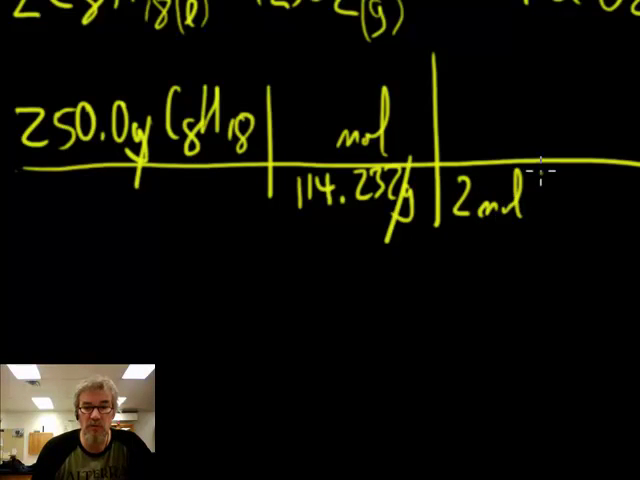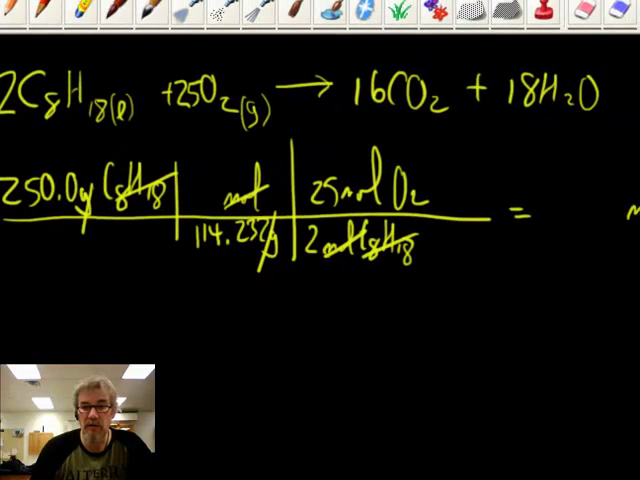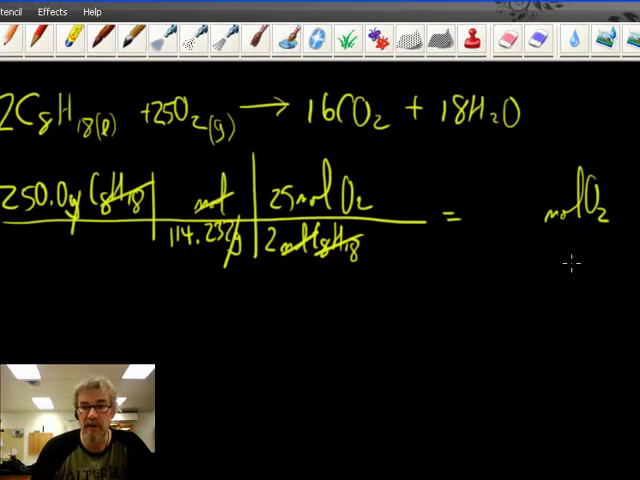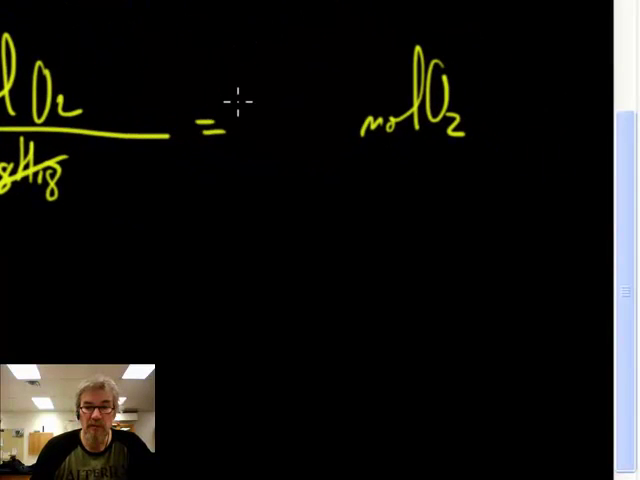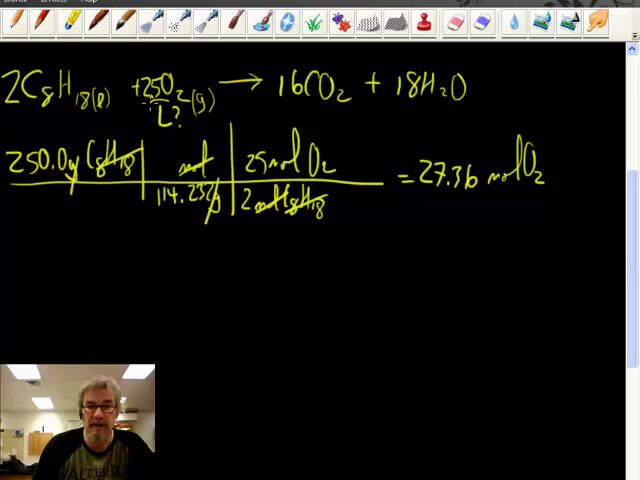The ratio is 2 moles of octane to 25 moles of oxygen. Moles of octane cancel out. I'm now at the units I want in my answer, moles of oxygen. So I do my arithmetic. The answer turns out to be 27.36 moles of oxygen. But that doesn't answer my question because I'm supposed to figure out how many liters of oxygen.